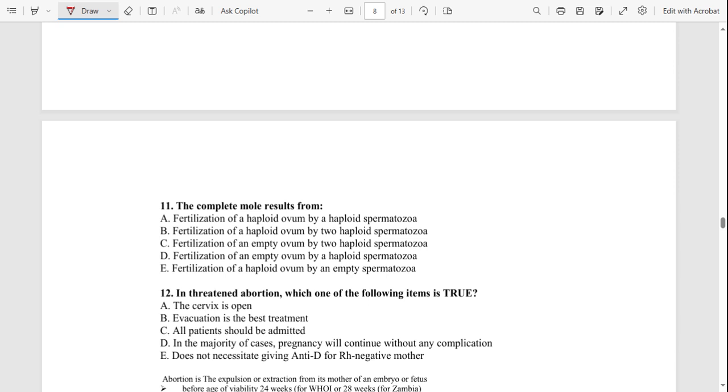From what I was reading in the research, I'm a bit confused between C and D, but I know that in a complete mole there's an empty ovum. So it can either be caused by this empty ovum being fertilized by two sperm, which will lead to a dispermy, or it can be by one sperm. So I'm not quite sure between C and D, but I was thinking it's C.